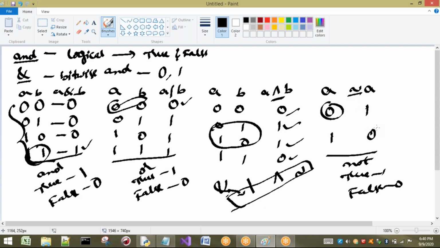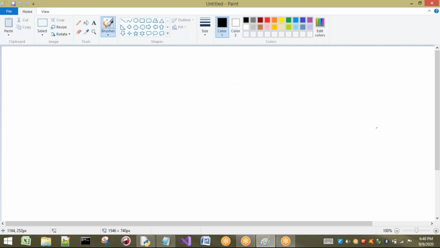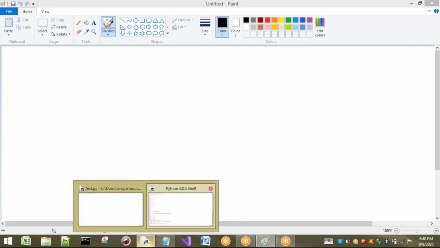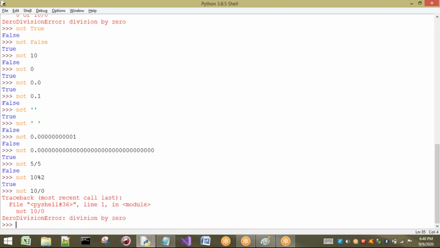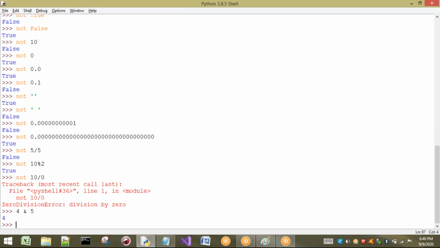Now, for each and every individual operator, first I will show you the output. Then I want to discuss how it is generated. First, I just want to show you a small example. I want to take small values because I have to show you with bits. 4 and 5. Now what happens here? Two values I am going to take. What answer is it going to give me?